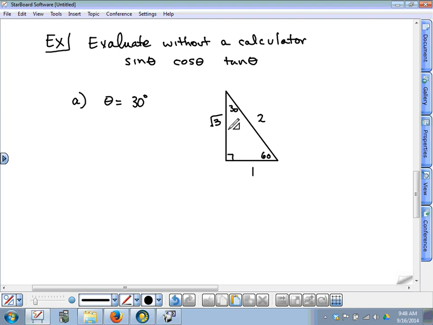What you were talking about isn't incorrect. If this is x, then this is just double that, because the hypotenuse is always double, and this would just be x times square root of 3. But just to keep it simple, we can just do 1, 2, square root of 3. So, what's the sine, cosine, and tangent? Sine 30?